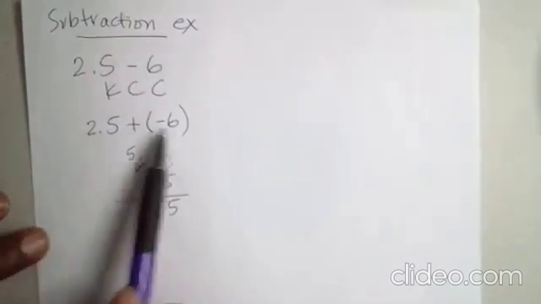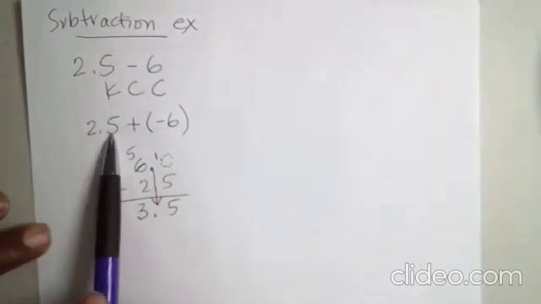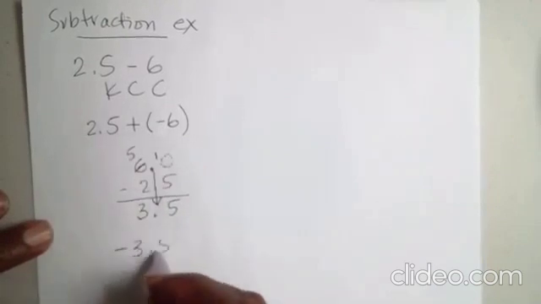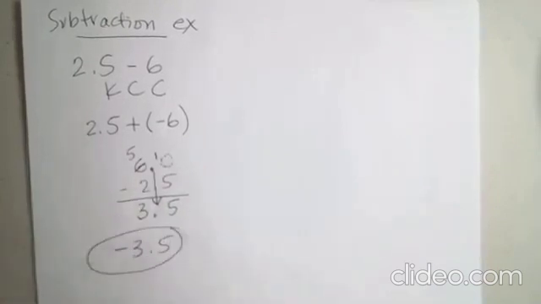So looking at the two addends, we have which one is larger. The 6 is negative, so our answer is negative 3.5. We subtract them and keep the sign of the larger.